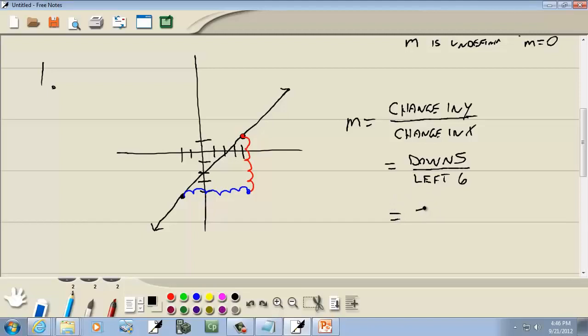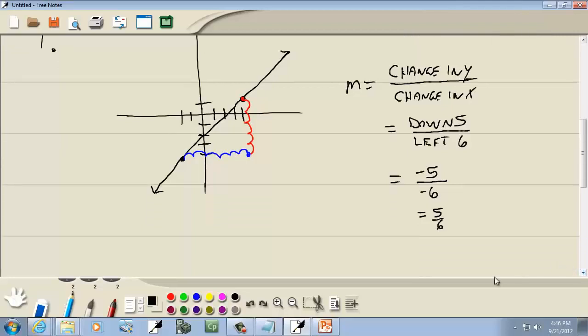Now down 5, that is negative 5. If you go down, it's negative. If you go left, it's negative. So this would be negative 6. So our answer would be negative 5 over negative 6, which is 5/6. Okay, let's look at it another way.